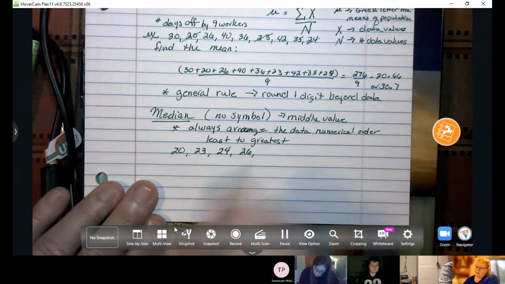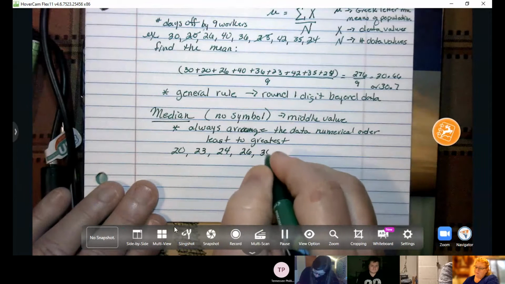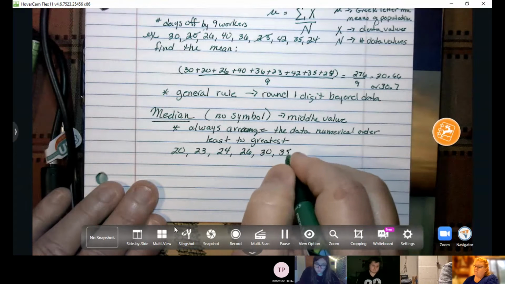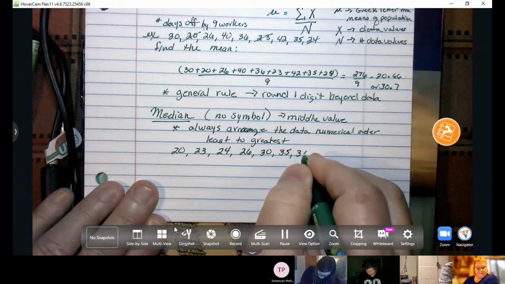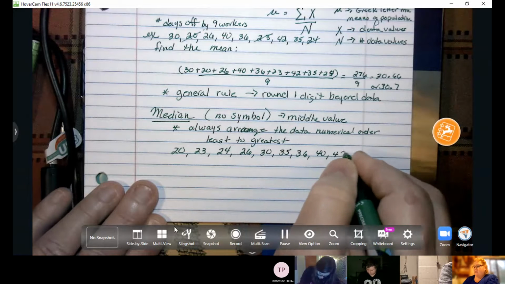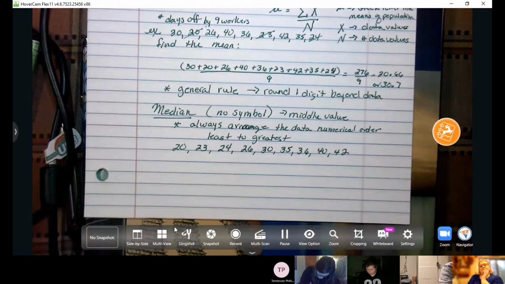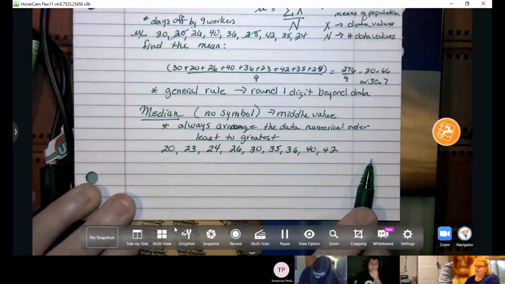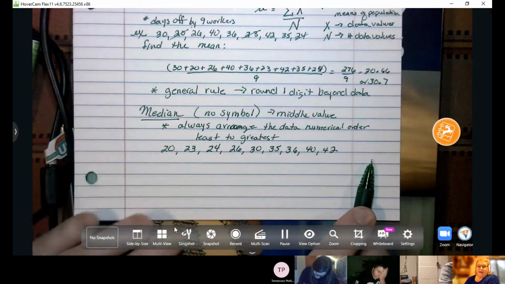And then 26, 30, 35, 36, 40, and 42. This set of data has an odd number of items.